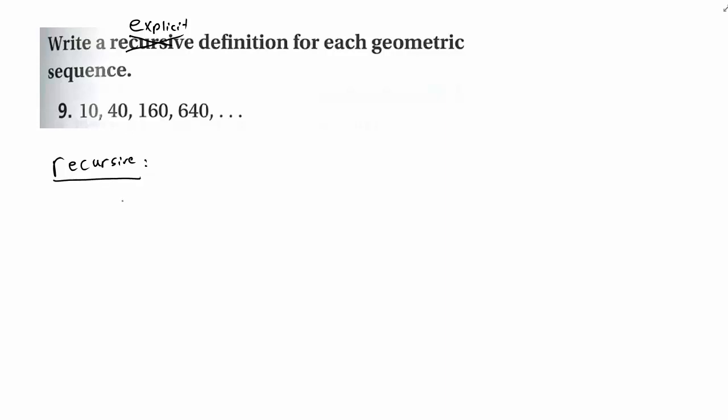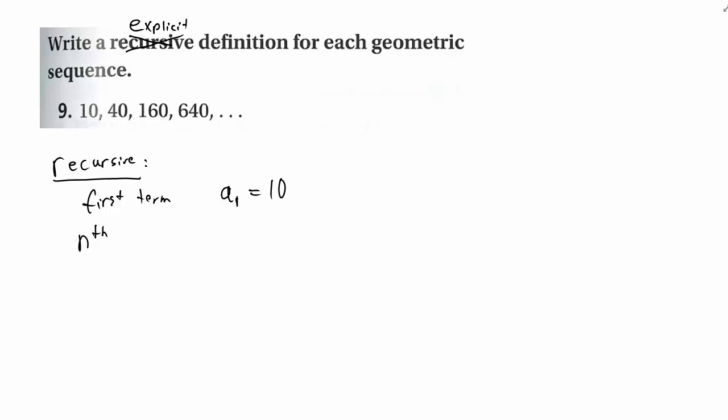In recursive, here's how it works. You write whatever the first term is, and then you talk about how to get the next, like how to get the nth term. Now, the first term is your a sub 1. So a sub 1 is equal to 10.